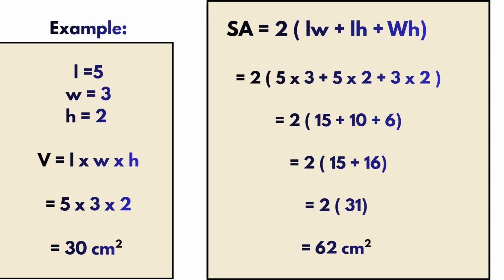And how we calculate the surface area for this cuboid? This is twice of length multiply width plus length multiply height plus width multiply height. So length, width and height is already given here. We will put in this formula and we simplify it by simple multiplication and addition. We get the surface area of this cuboid is 62 centimeter square.